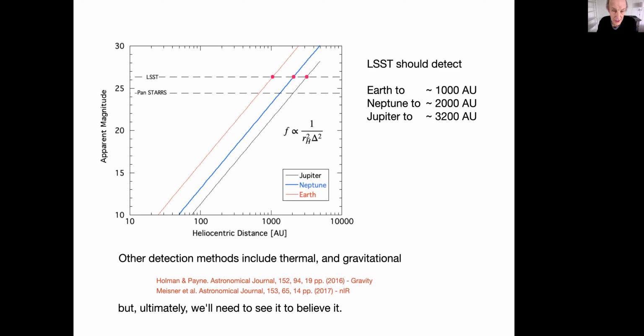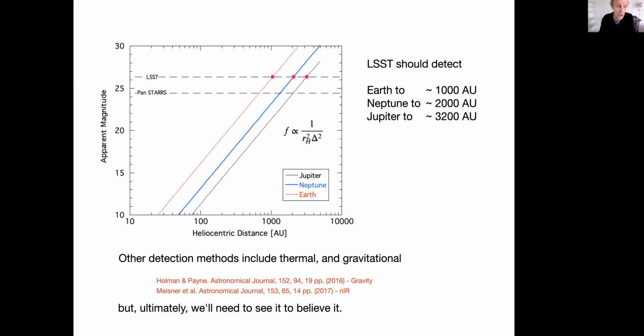Neptune, for example, with LSST, we could probably see to 2,000 AU. And Jupiter, if we were lucky enough to have a Jupiter in the outer solar system, somehow, I don't think so, but if we were lucky enough to have that, we could see it to 3,000, 3,200 AU. So we have pretty good optical sensitivity to distant bodies if we can do a good survey and go really faint with the LSST, which probably we can do in the next 5 to 10 years. So that's very exciting. And then I just mentioned there are other ways to do it.